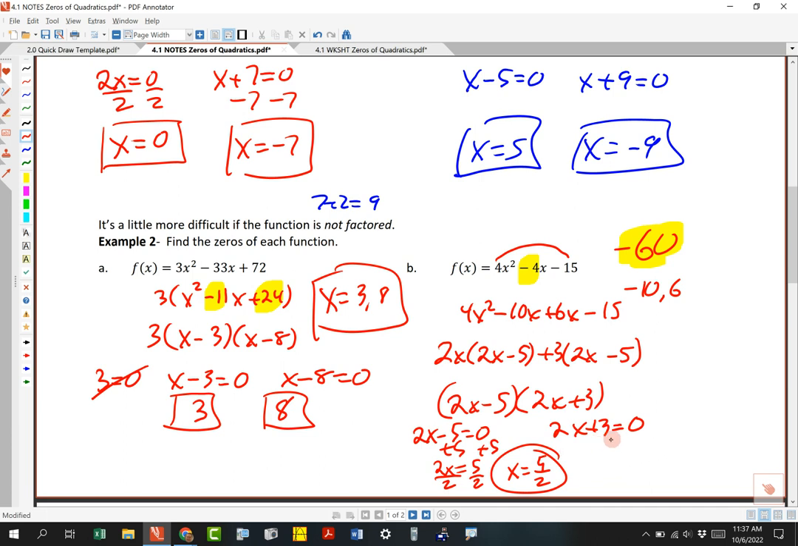Andy, what do I do to solve this one? You subtract 3. Yep. So I'm going to get a 2x equals negative 3. And then what? Divide by 2. So I get x equals negative 3 halves.